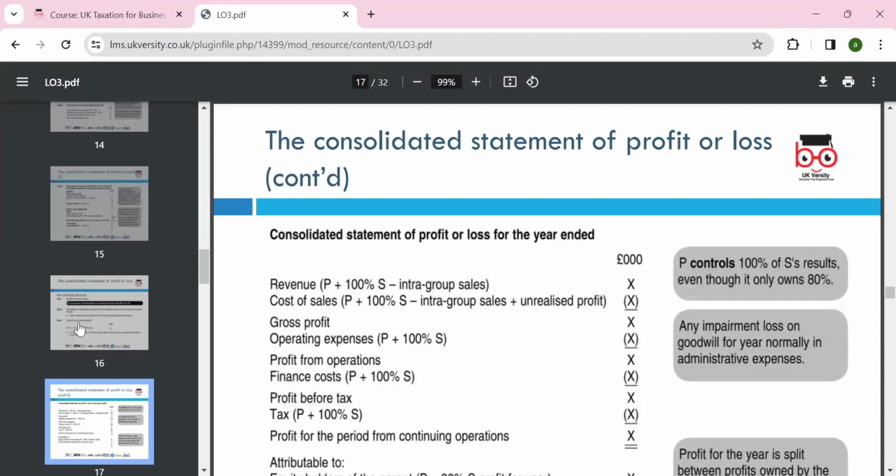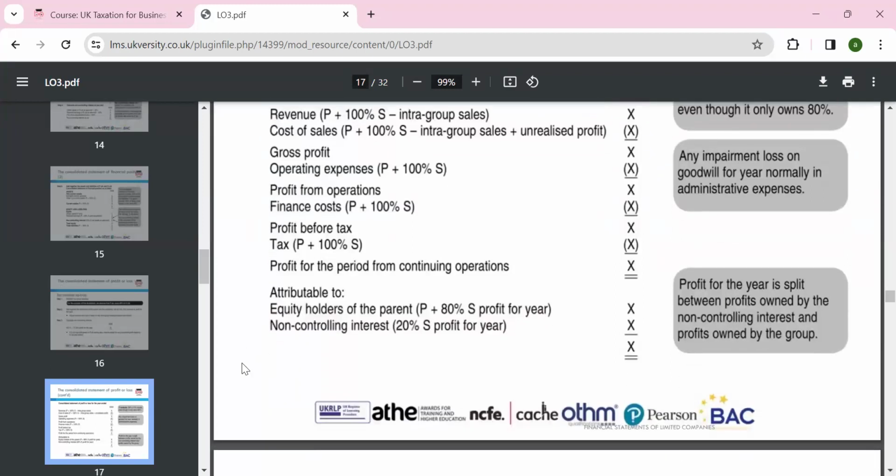Revenue: intra-group or intra-company trading, we always need to eliminate, including the cost of that. Unrealized profit: if we make the profit, we include it in our separate statement, but when we prepare the consolidated statement, we need to eliminate it. Operating expense, profit from operation, finance cost, profit before tax, all these we need to consolidate. Then we can calculate the non-controlling interest, which we show under the attribution.